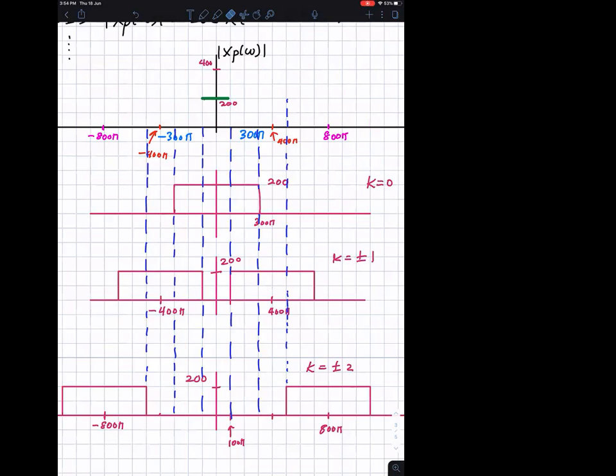Okay, so I've drawn an amplitude of 200 because of this. 200 plus 0 is 200, correct? Next, look at this. Instead of scratching, let's put a dash line. Look at this area here.